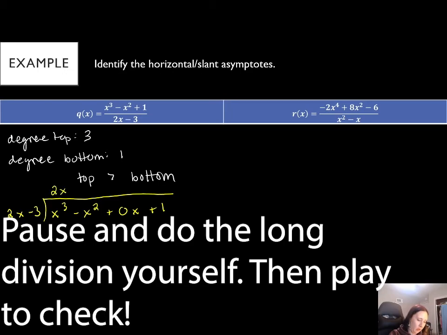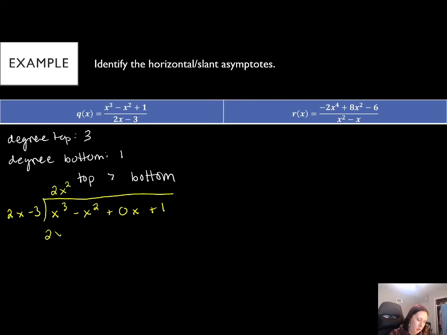So let's see, this is going to be 2x squared. Whoops, not 2. That's going to be 1/2. This is actually going to be a tricky one. That gives us x cubed minus 3/2 x squared.